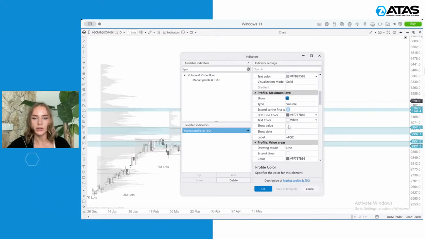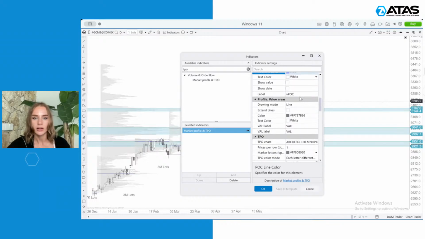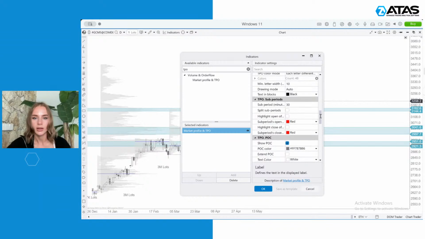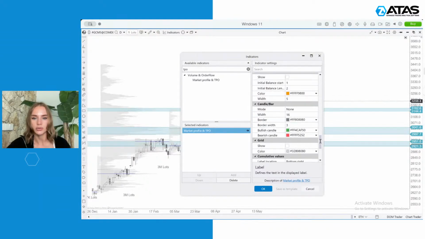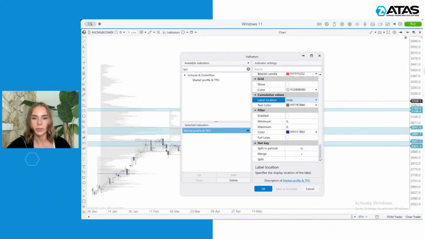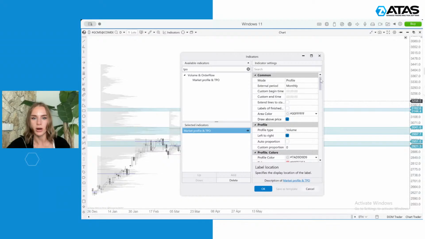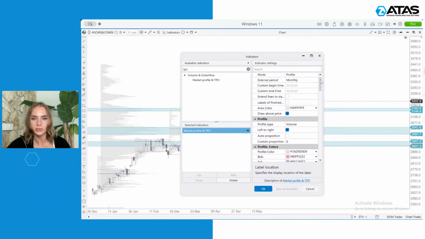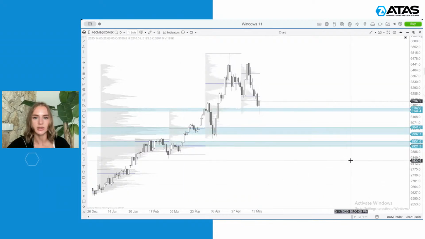And I'm going to adjust my maximum level point of control to, let's say, blue. Delete the text. And we are going to change it to cumulative values to height. And all the way on top, we are going to unclick the draw above the price like this.